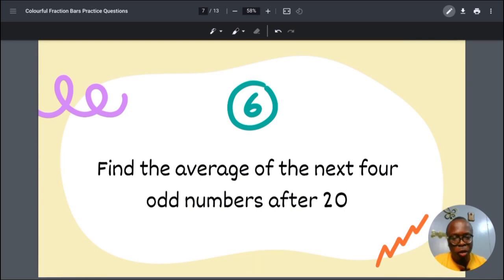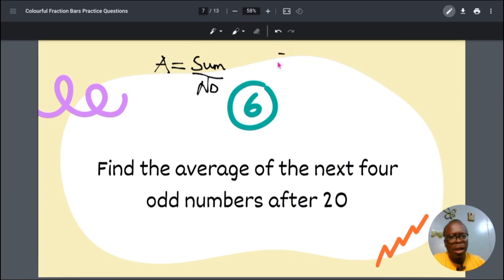Find the average of the next four odd numbers after 20. Find the average of the next four odd numbers after 20. If you don't know, average is the sum of all the numbers divided by their number, how many they are. Sum means addition, and you divide by their number. So average is equal to sum over their number.